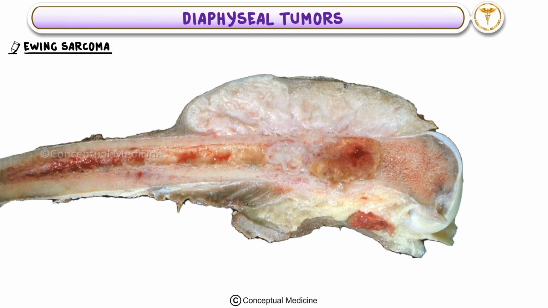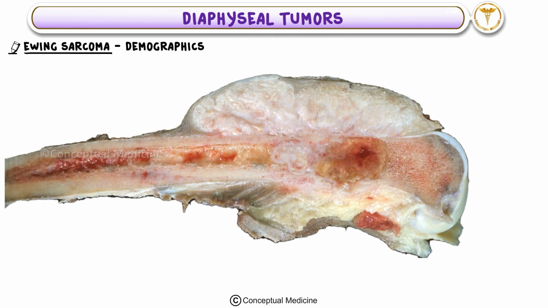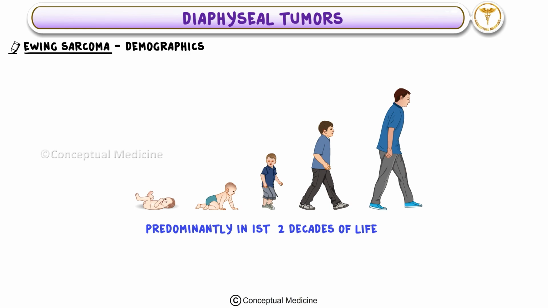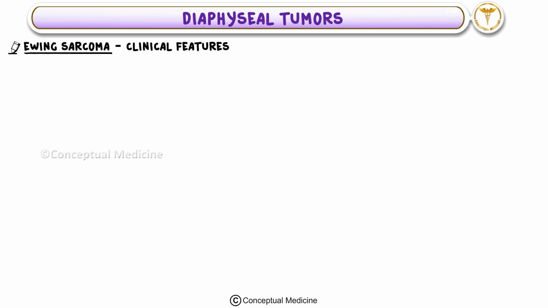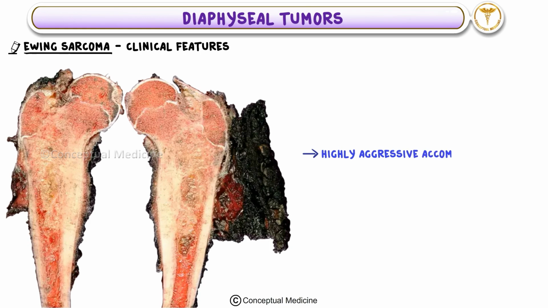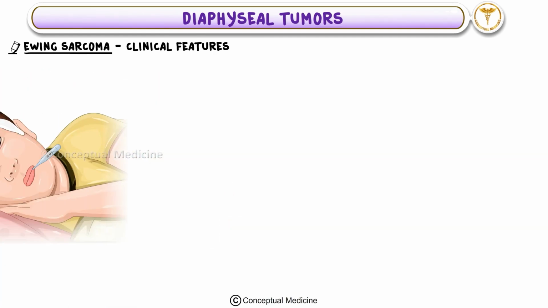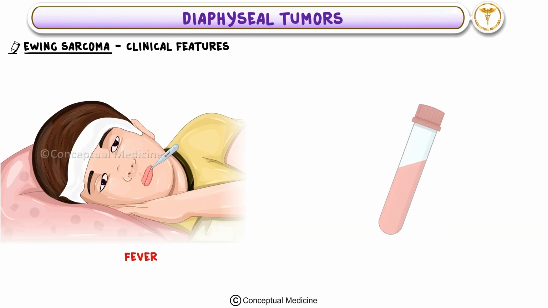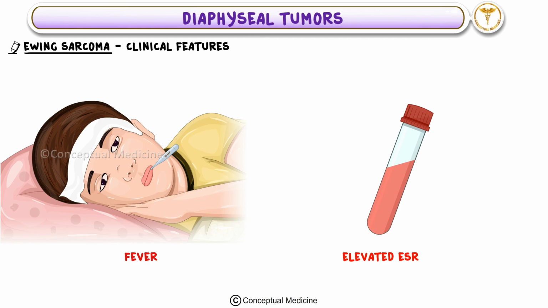Ewing sarcoma. Demographics. Tumor is seen predominantly in the first 2 decades of life, usually between the ages of 0 to 20 years, making it a key differential diagnosis in children and adolescents presenting with bone-related complaints. Clinical features. Ewing sarcoma is highly aggressive and often accompanied by signs of systemic inflammation. Patients may present with fever and laboratory findings, such as an elevated ESR, erythrocyte sedimentation rate. These systemic symptoms make it stand out from some other bone tumors.